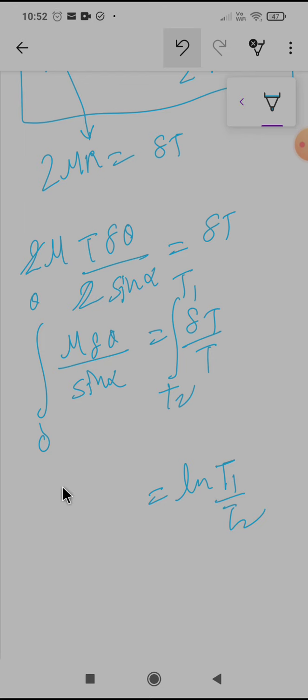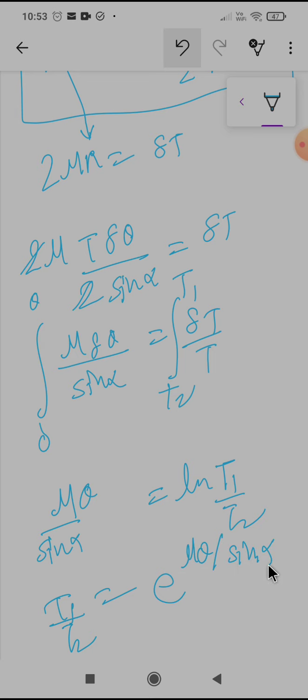And here the integration will be mu upon sine alpha, which is constant, and the integration of d theta will be theta, and theta minus 0 will be theta. So if I bring ln to the right hand side, I'll get T1 by T2 is equal to e raised to mu theta divided by sine alpha.